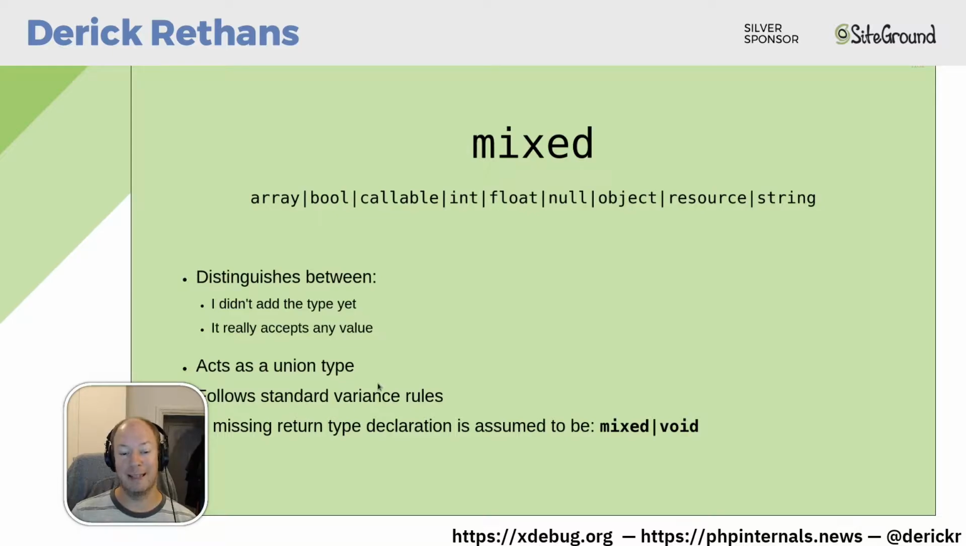If you have not added a return type declaration to a function, then this is assumed to be mixed or void, which again is a union of mixed and void. And you need to be careful with that, because if you create an inherited method from this, you can't suddenly start returning something that doesn't have a type return if the parent class has a mixed return type, because mixed and void is larger than mixed, which wouldn't follow the original variance rules. So you need to be careful with that.